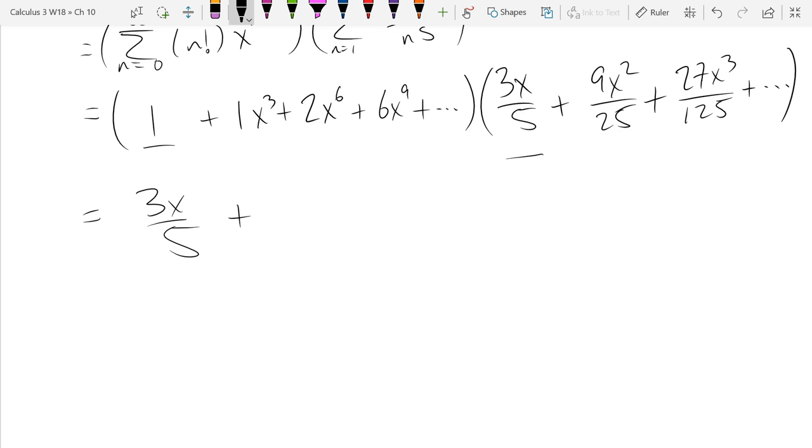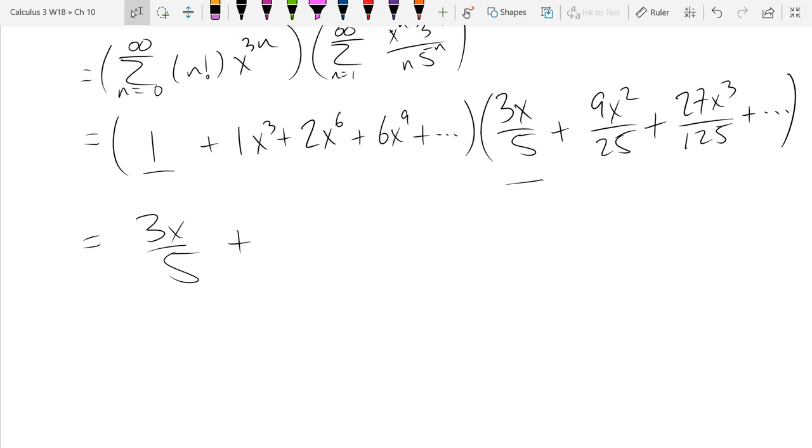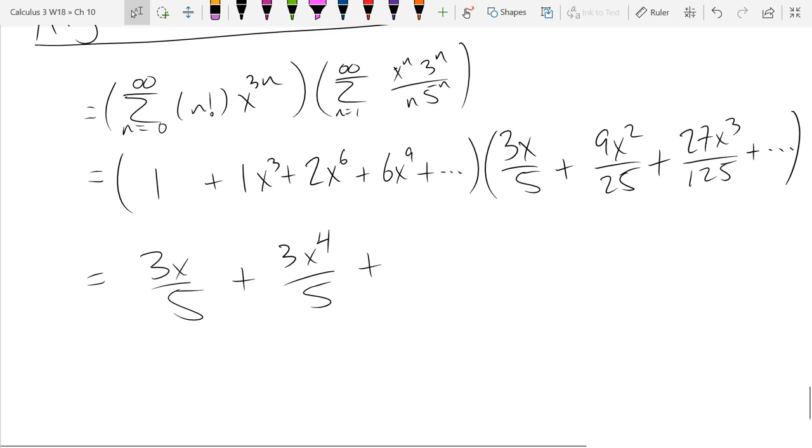And now we'll multiply the x cubed by 3x over 5. So that's 3x to the 4th over 5. And let's see. Now we'll go. The extra n in the denominator of the right-handed terms. Oh, yes, there is. 25, yep, that'll be 50, and then the next one will be something else.